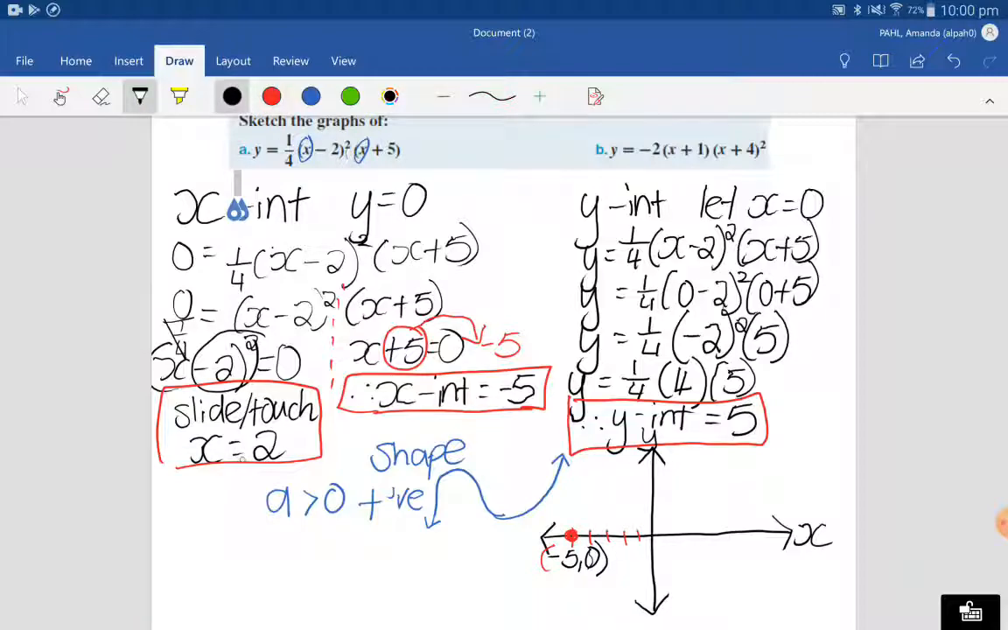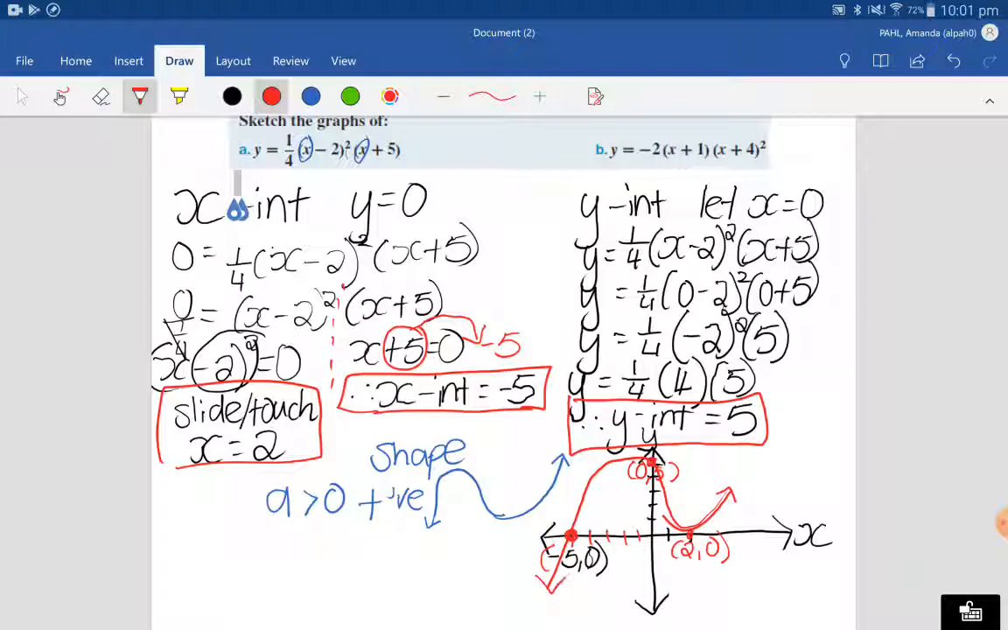We have a touch at x equals 2. 1, 2. Because my end behavior is smiling like this, I know that I'm going to have something like this. I'll come back to that one. (2, 0). Still need to plot my y-intercept, which is at +5. So again, I label that on my Cartesian plane. (0, 5). I connect this up.